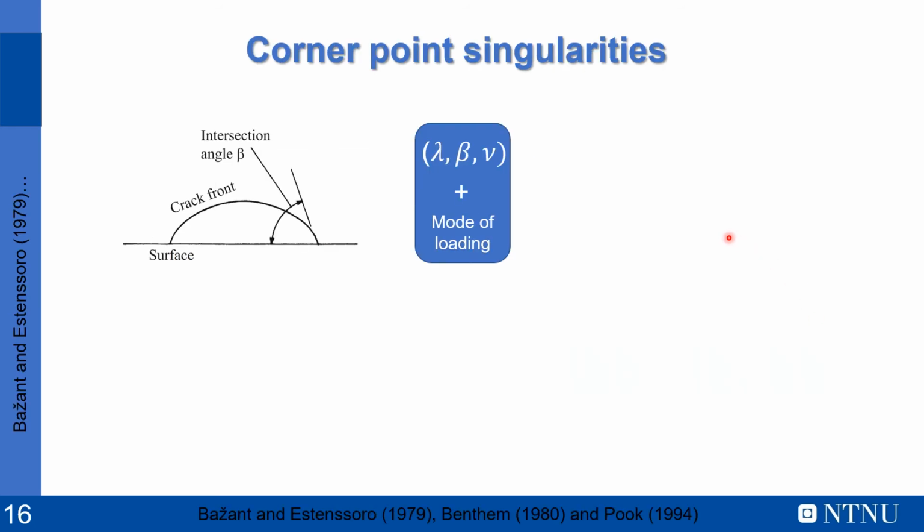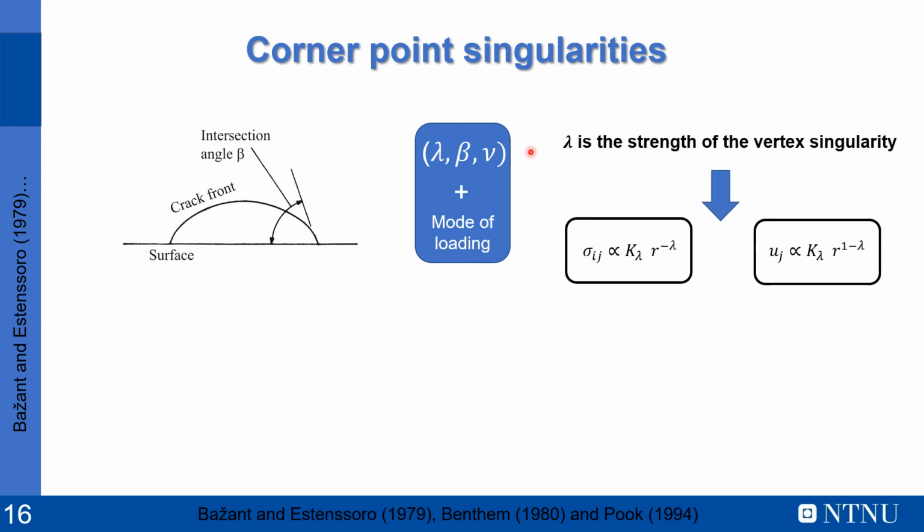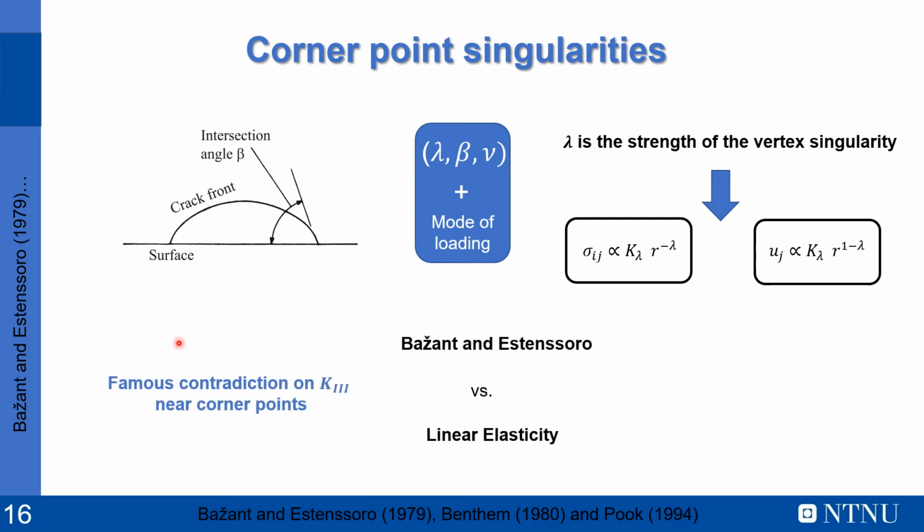The other important defect is that of corner point singularities. In fact, it has been noticed that at the intersection of the crack front with the free surfaces, another singularity occurs. For the sake of brevity and given the limited time, we can't show the main theoretical results of Bažant, Estenssoro, Benthem, and Pook. However, we would like to highlight the famous contradiction on the mode 3 stress intensity factor near corner points.